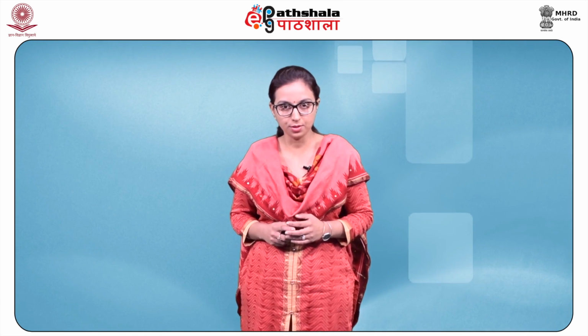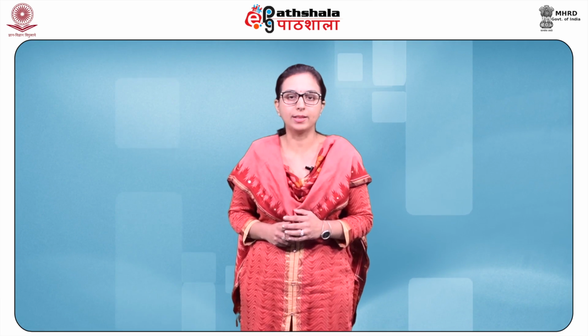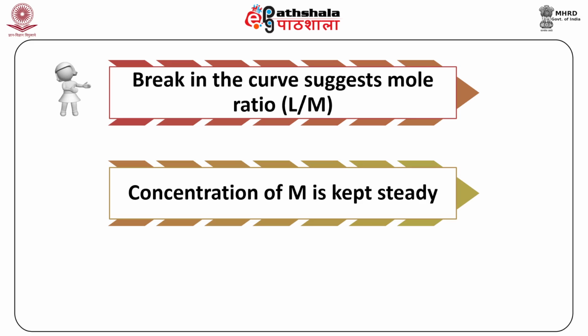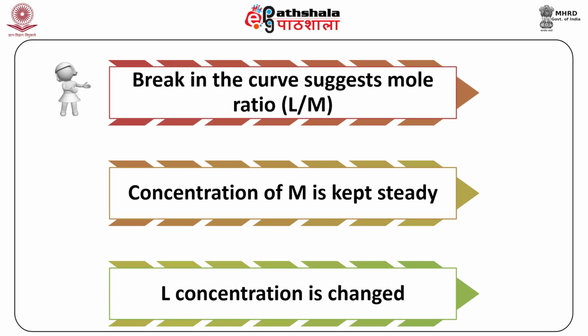If the reaction product is poorly dissociated, the absorbance plot rises sharply in the form of a straight line towards the mole ratio axis and thereafter steeply breaks with a constant absorbance at the mole ratio of metal to ligand in the complex. The break in the curve suggests the mole ratio, that is L by M in the product, if the concentration of metal M is kept steady and ligand L concentration is changed.